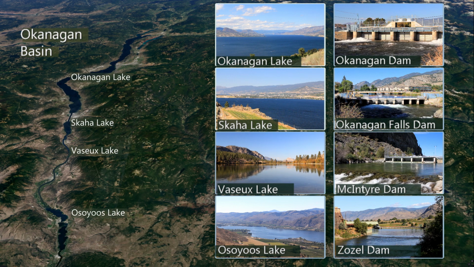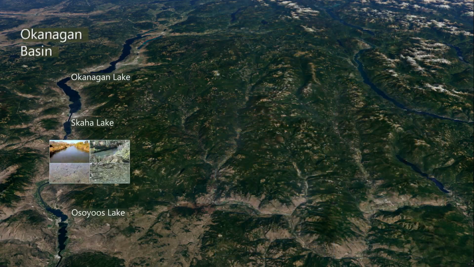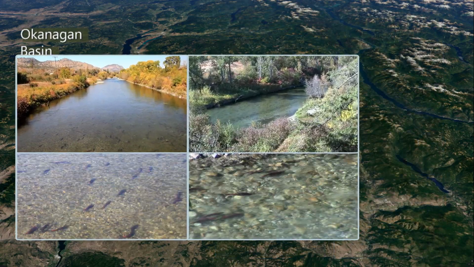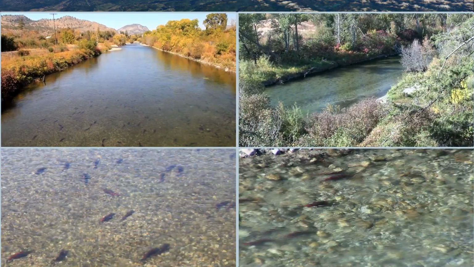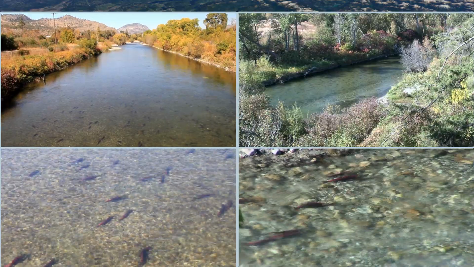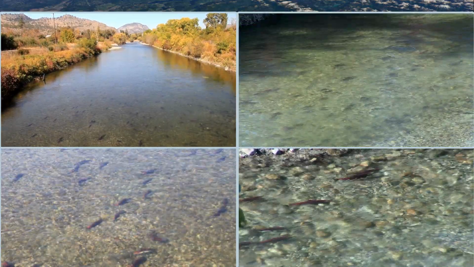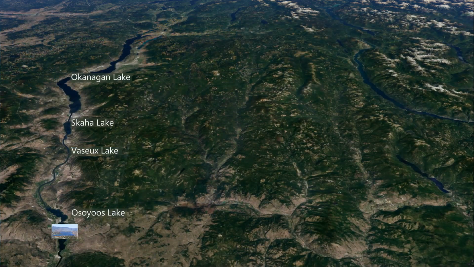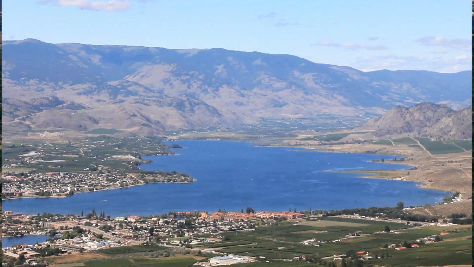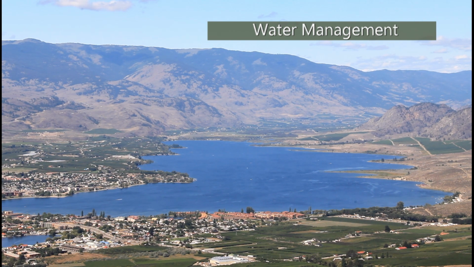Columbia River near Brewster. Each fall, Okanagan sockeye spawn in the Canadian section of river between Vaseux Lake and Osoyoos Lake. In the spring, after the eggs hatch, the sockeye fry migrate downstream into Osoyoos Lake, where they spend a year rearing before migrating onto the Pacific Ocean. Water management of the Okanagan Basin is vital to the survival of the species.